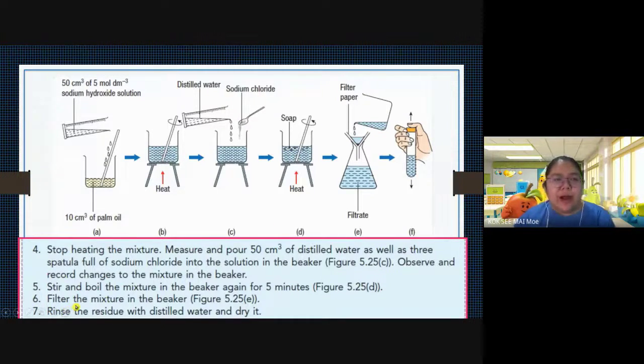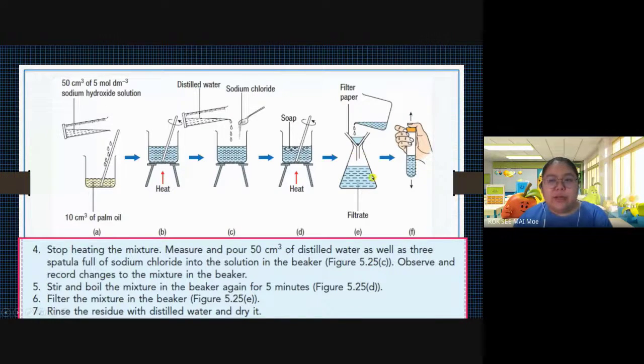So that means you will find some solid at the bottom. You filter the mixture in the beaker, then you rinse the residue with distilled water and dry it. From here you can see the last part.